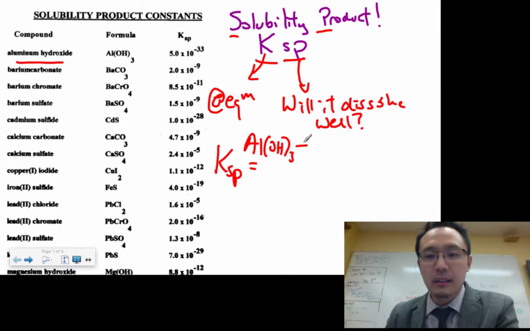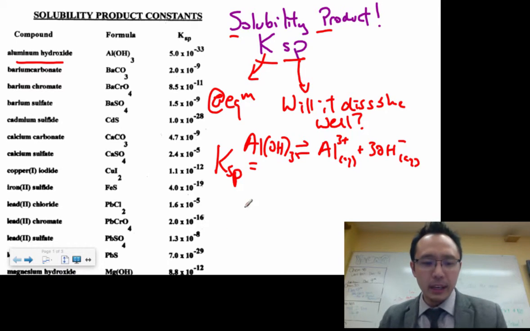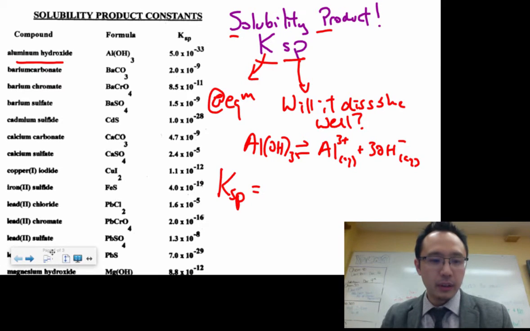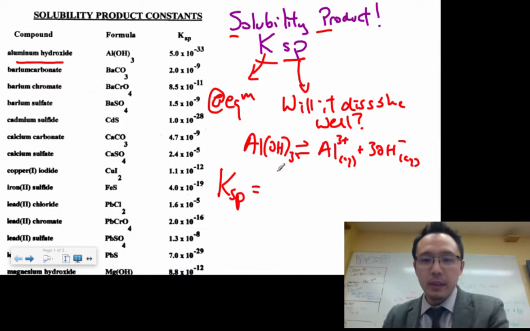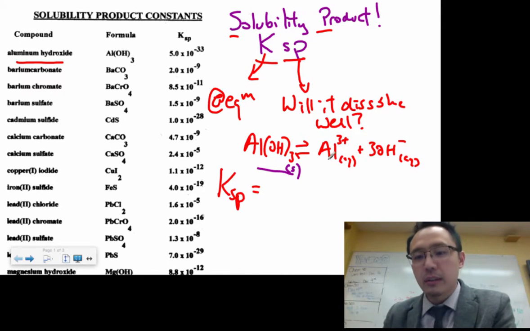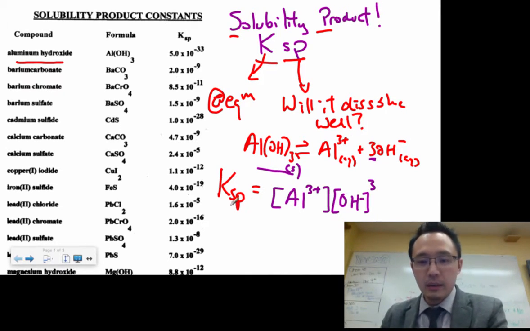if this were dissociated, you would have Al3+ plus 3OH negative. All these are aqueous. KSP is the same as your other K, except that for KSP, you're not going to include your reactant because that's your solid. So instead of having your product over your reactants, you're just going to have your product. So this is Al3+ times OH negative to the power 3, because this molar coefficient becomes your exponent. So this is where the number is from.